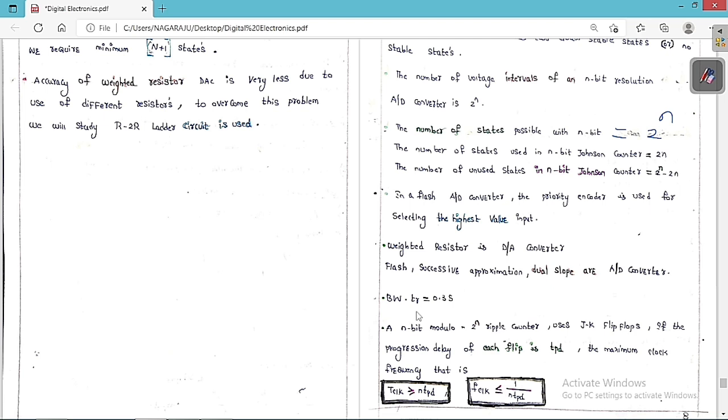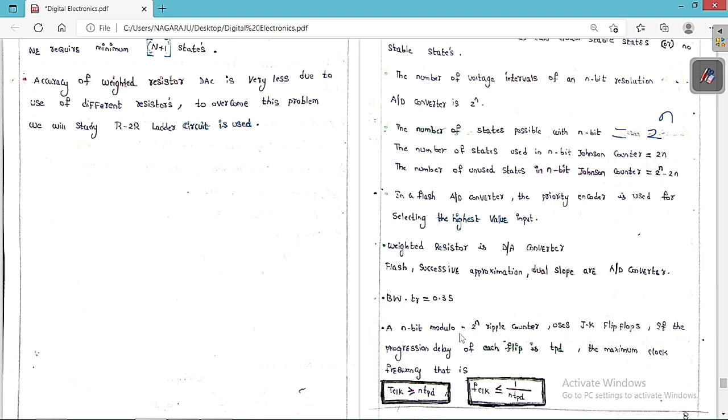And always bandwidth into rise time is equal to 0.35. So bandwidth into rise time is always equal to a constant, which is equal to 0.35.